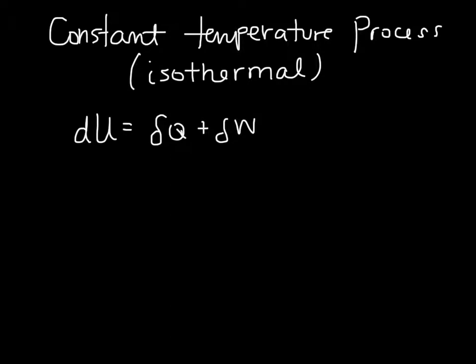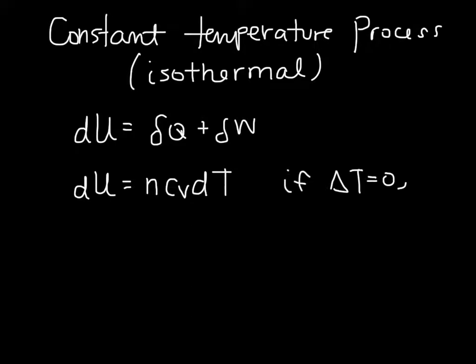We know that dU can be determined as nCv dT. However, if delta T equals 0, then delta U also equals 0. So there is no change in internal energy for an ideal gas if it is in an isothermal process.